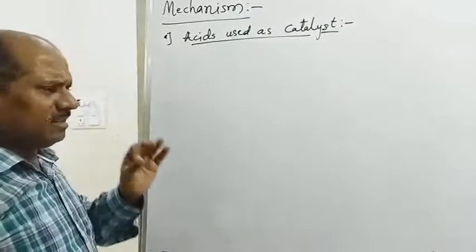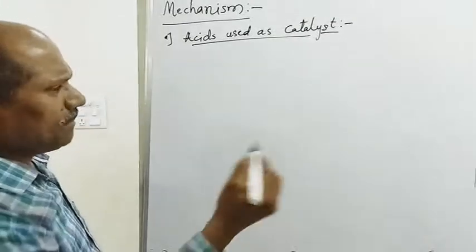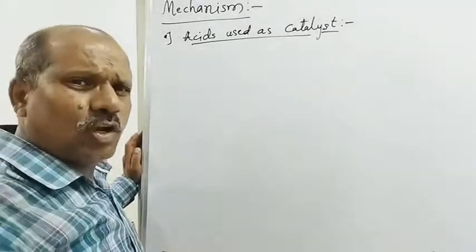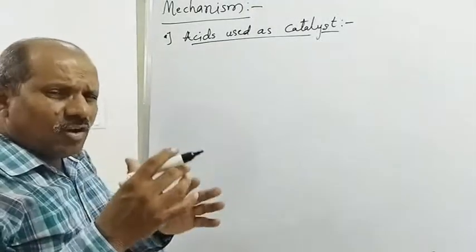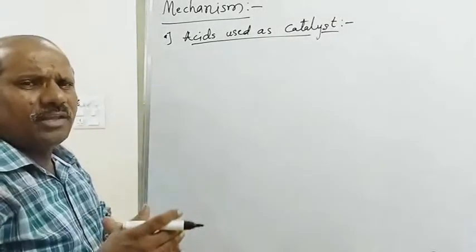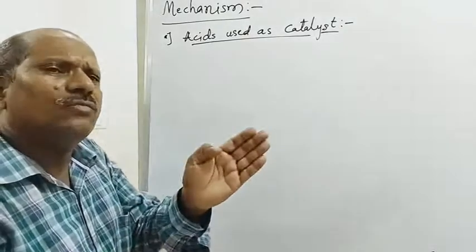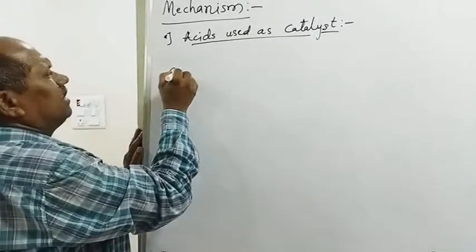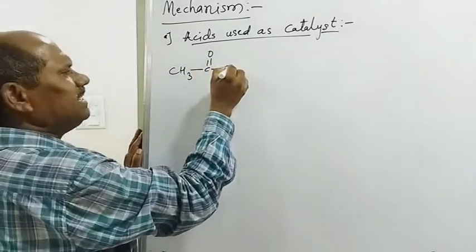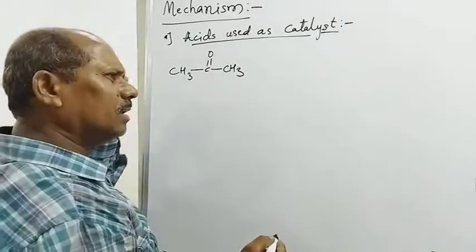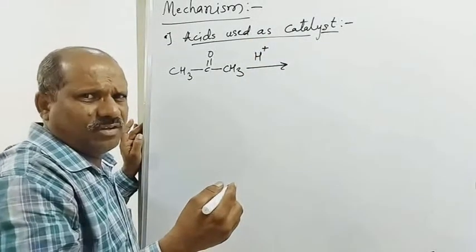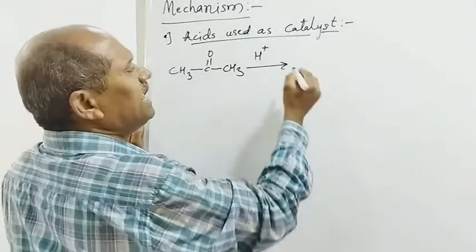H plus ion is an acid. I am showing the example of keto-enol tautomerism, where the acid is playing an important role in the formation of intermediate complex, and that intermediate complex is further dissociated or decomposed into the product, and the catalyst which was used will be made free. Keto-enol tautomerism example, that is CH3COCH3, that is the ketone, acetone, which upon reacting in the presence of H plus ion, that is the acid, forms the intermediate complex.